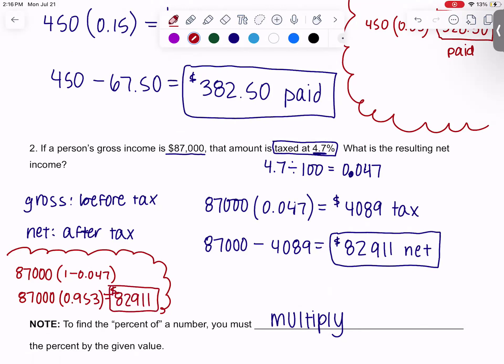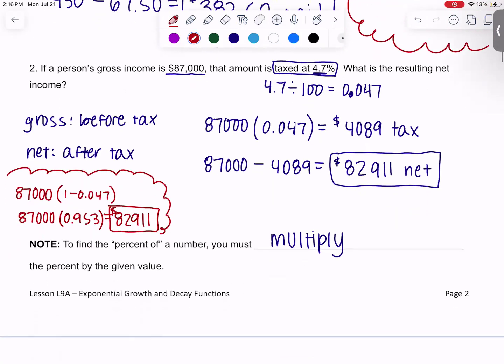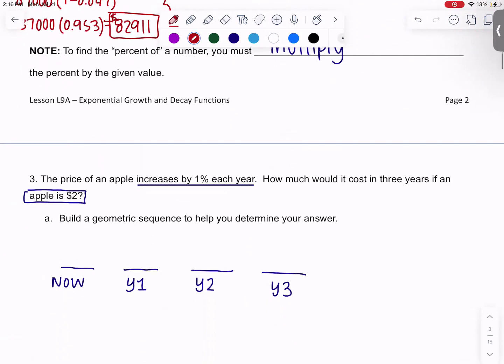82,911. So you could have gotten it again in one step. All right, let's keep going.